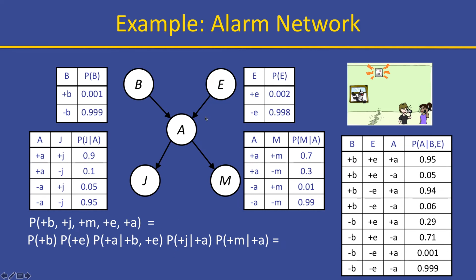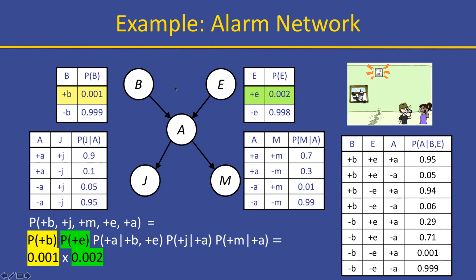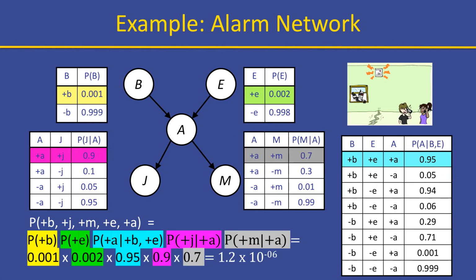So we know that because we have a Bayes net. And now we can read each one of these local probabilities from the table. So P of plus B is 0.001. P of plus E is 0.002. P of plus A given plus B and plus E, we have to go to this table here, and it's 0.95. P of plus J given plus A is 0.9, and P of plus M given plus A is 0.7. And we can just plug in the numbers and compute the result.